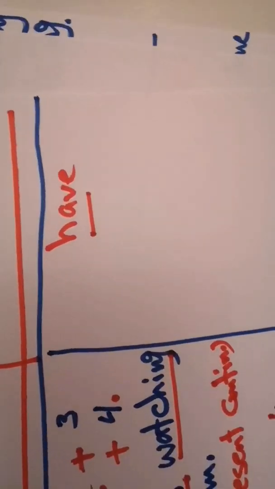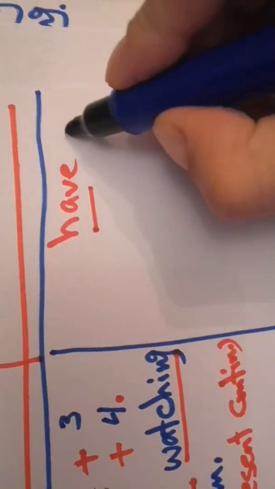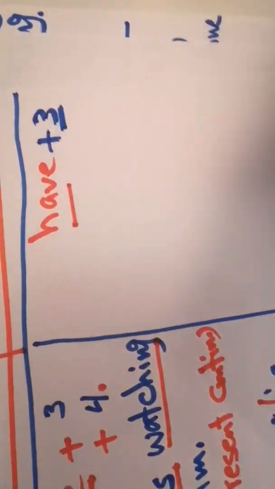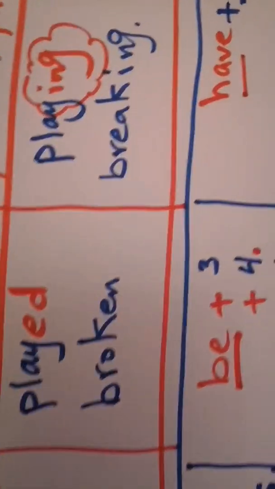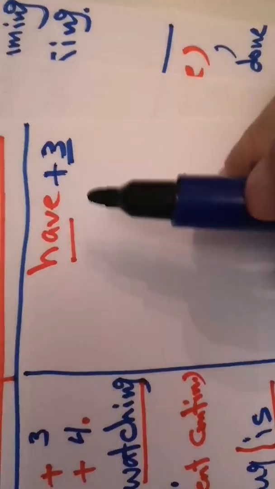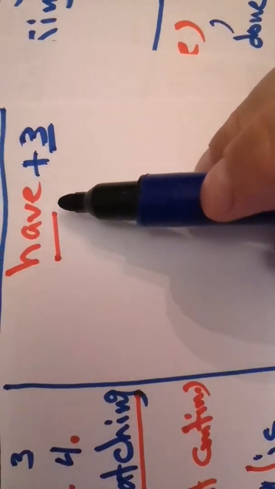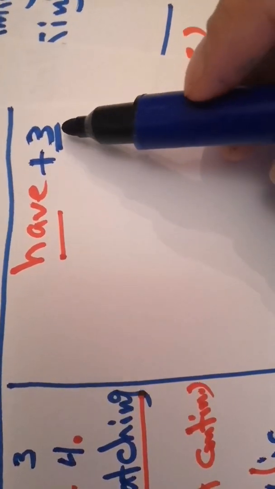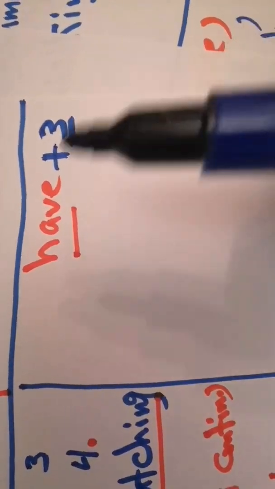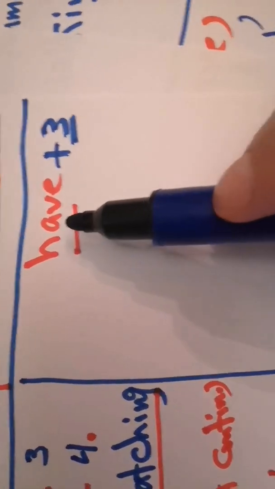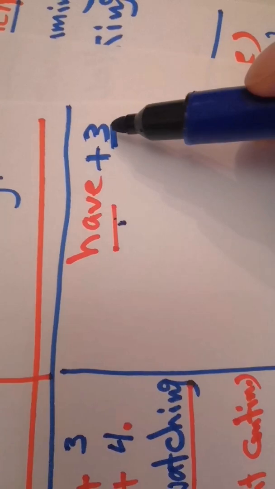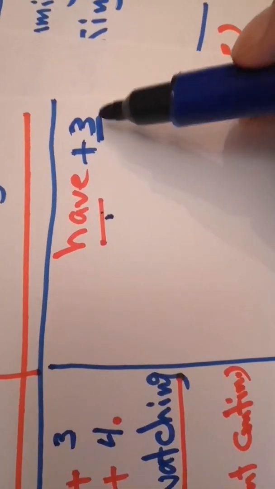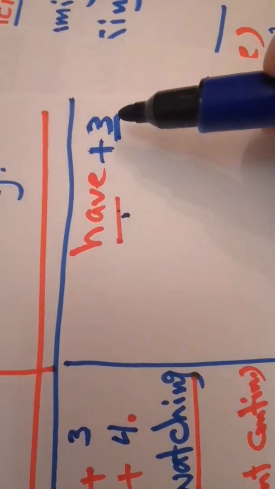Now let's move to verb to have. Verb to have is followed by the third form, okay? Verb to have, either in the present form or the past form, has to be followed by the third form. So again, verb to have in the present form or the past form has to be followed by what? It has to be followed by form number 3 or the past participle. Okay?